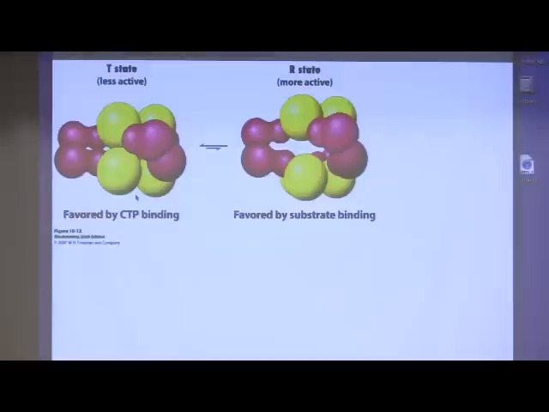The T state and R state, I'm not sure I've used the word unstable, but it's certainly capable of flipping, if that's what you mean by unstable, yes. I don't want to say it's unstable and have people think it's going to fall apart, because it's not going to do that.